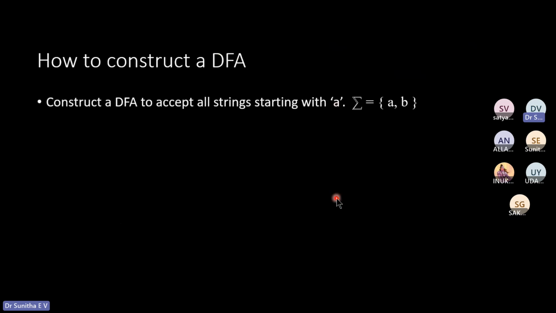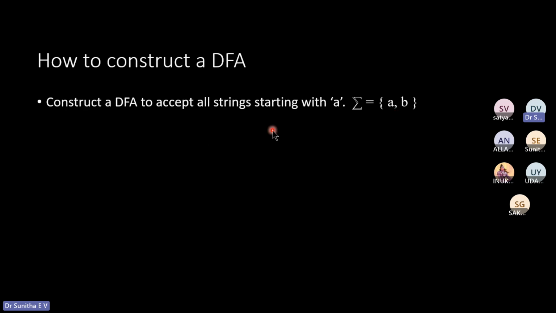Then how we can construct a finite automata or a deterministic finite automata. Let us consider one example. Construct a DFA to accept all strings starting with A, and the alphabet is A comma B, sigma is equal to {A, B}. So the symbols we are going to use are A and B.